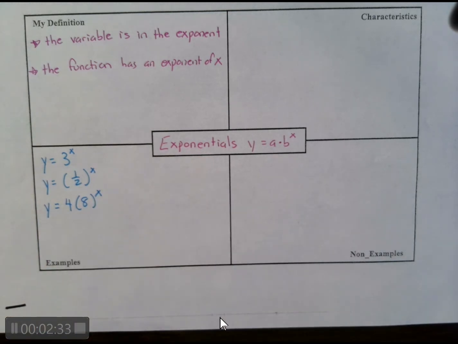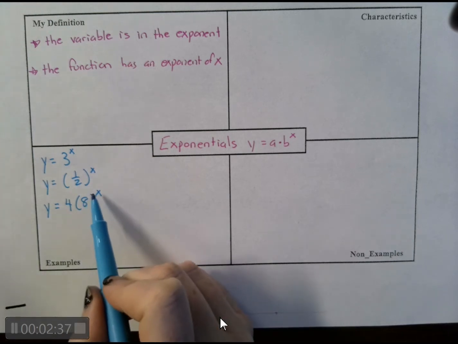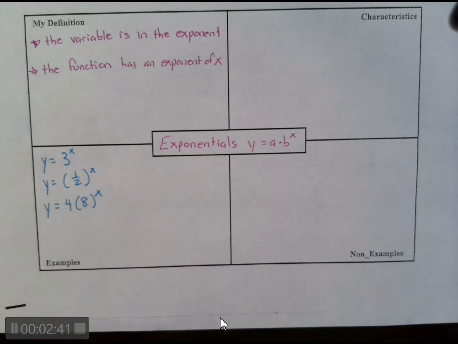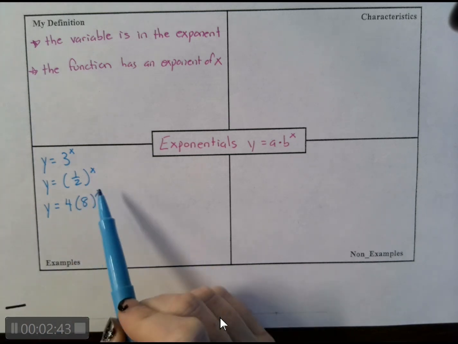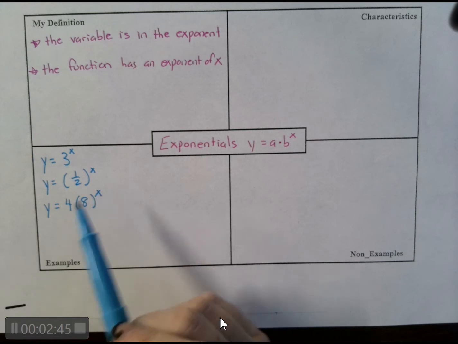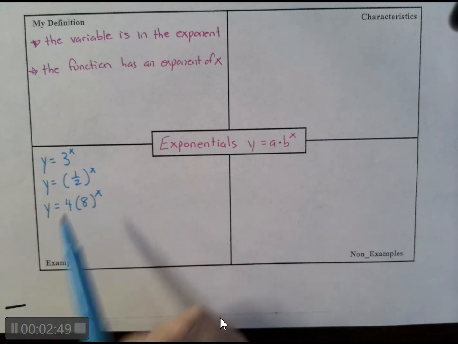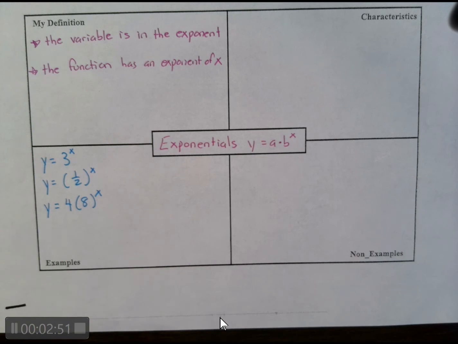Now, why isn't this just 32 to the x? Hopefully because you said that our exponent only distributes to what is inside of our parentheses. So if this was a 2, if our x equaled 2, we would do 8 squared, and then we'd multiply by 4. Always remember your order of operations.